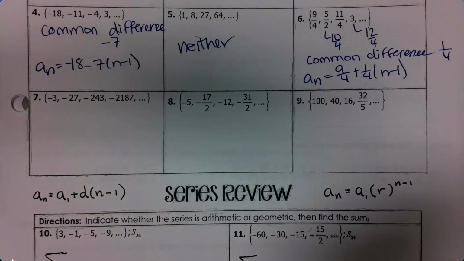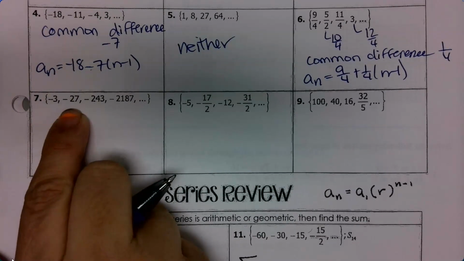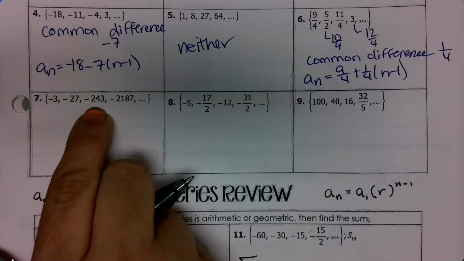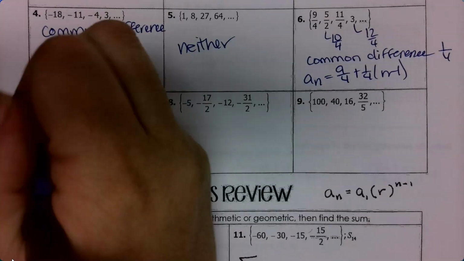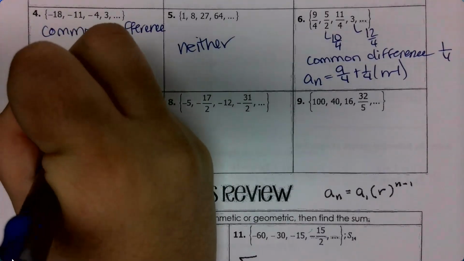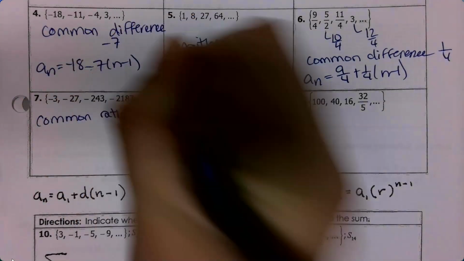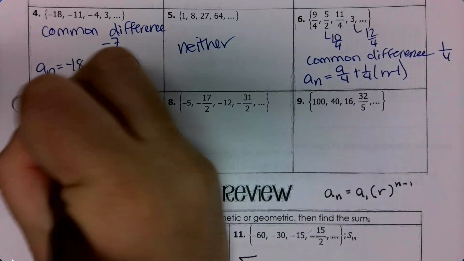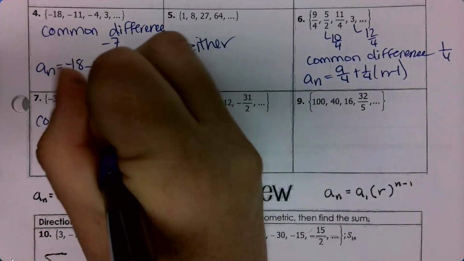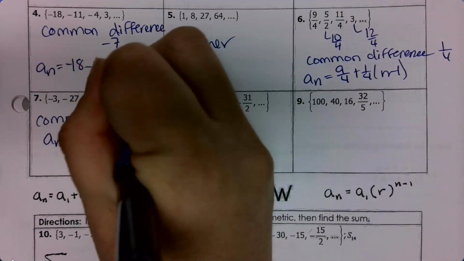My next one, I go from -3 to -27. I can do this by multiplying by 9, which continues the pattern to go on. So this one is a common ratio of 9. Then to write this out, I'm going to have a sub n, my first term, and then in parentheses 9 to my n minus 1 power.